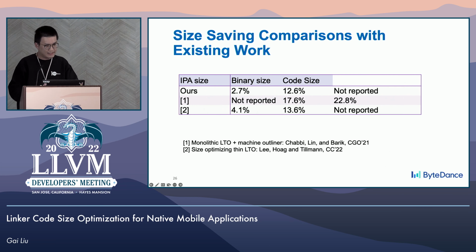Yeah, so we looked at a few examples. The first one here is the full LTO, and the second one is the thin LTO, for size optimization. So we are slightly worse than them in terms of the size gain. But in the meantime, we are still making incremental changes to the optimizations, so we are confident that we can reach their level soon.